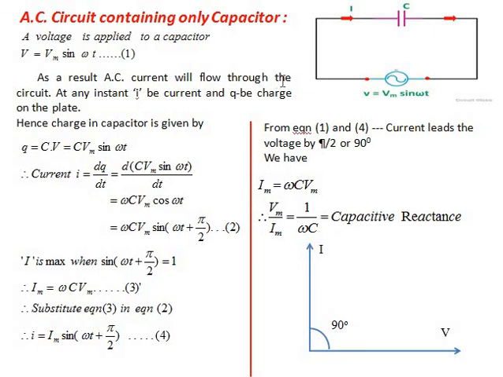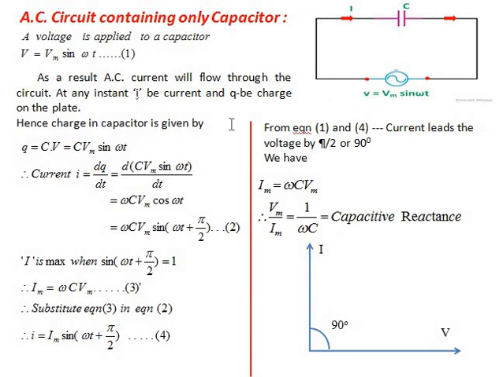So therefore, when AC current is passed through the capacitor and inductor, then only do we come to know what happens when AC current is passed through the LCR series circuit. So let us study the AC circuit containing only a pure capacitor. So this is the AC source and this is the pure capacitor. A voltage is applied to the capacitor, that is V is equal to Vm sin omega t. Call this equation number 1. As a result, AC current will flow through the circuit at any instant.